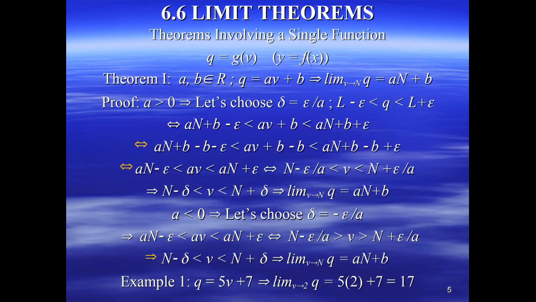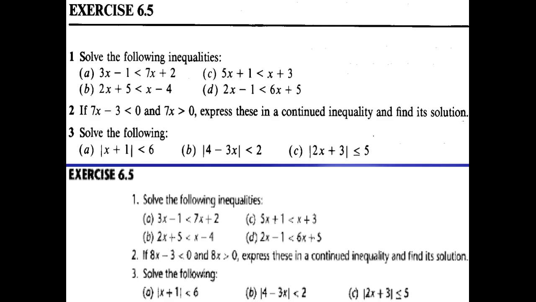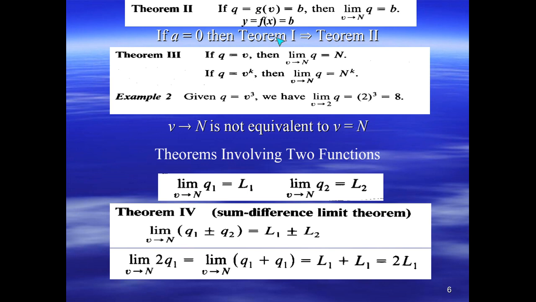But in the previous theorem which we had proven, if we take a as 0, then a times v would be 0, and we will be left with q equals b, or g of v equals b, or y of x equals b. So this is a special case of this general theorem. So we don't have to prove it again. Theorem 1 implies theorem 2. If we have theorem 1 in hand, which we have proven, then we can just choose a as 0, and we obtain theorem 2, of course. Very easy.